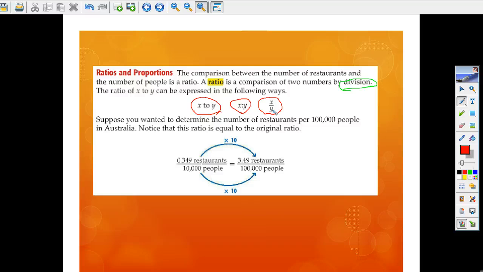So suppose you want to determine the number of restaurants per 100,000 people in Australia. Notice that the ratio is equal to the original ratio. So 0.349 restaurants over 10,000 people. But if you want to compare it to 100,000 people, you multiply by 10, and you will also multiply by 10 on the top as well, so it's now 3.49.